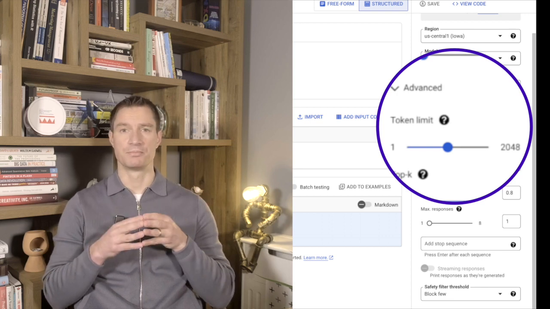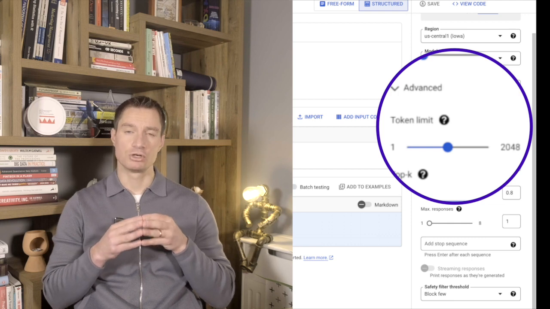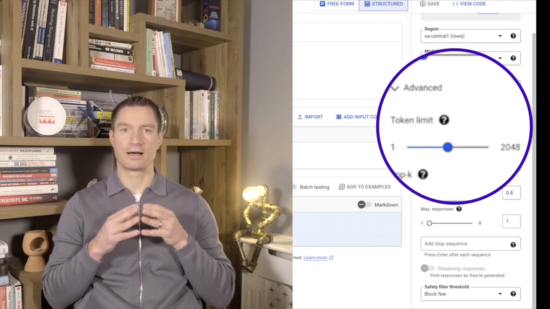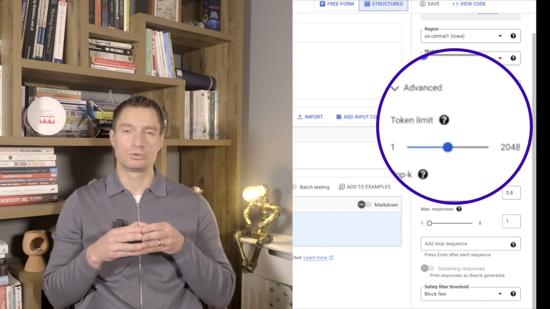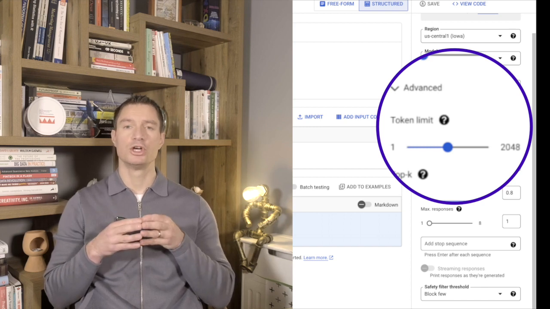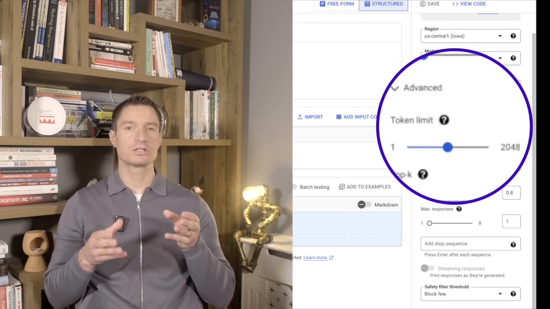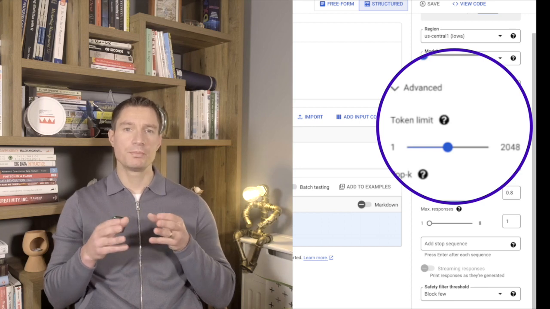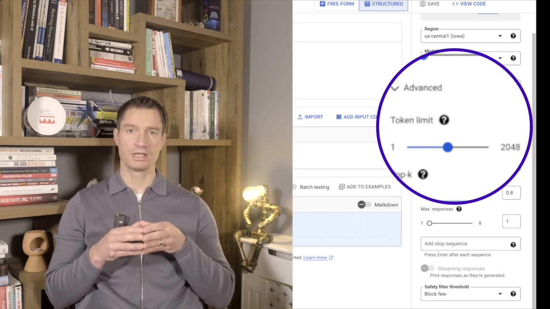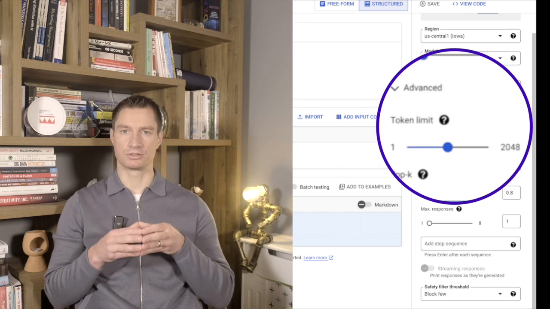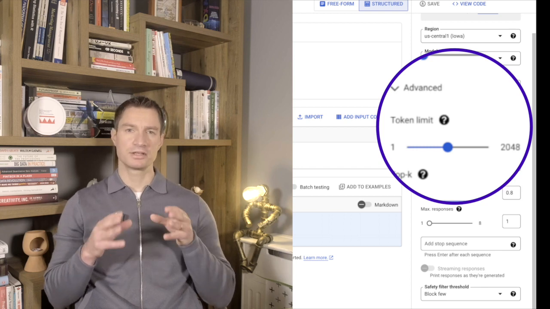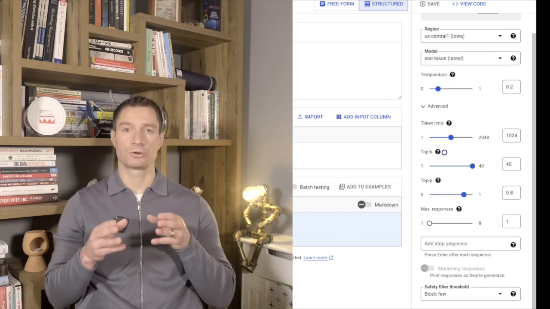Or vice versa, the nature of your application may need to generate a much longer, more detailed output. Another reason why you may want to limit the number of tokens in the output could be controlling cost. Because you are being charged per token, you may initially want to control your budget and increase it as your app grows, for example. The next parameter you can control is called top K.